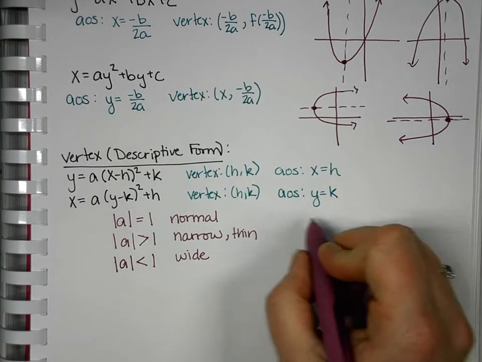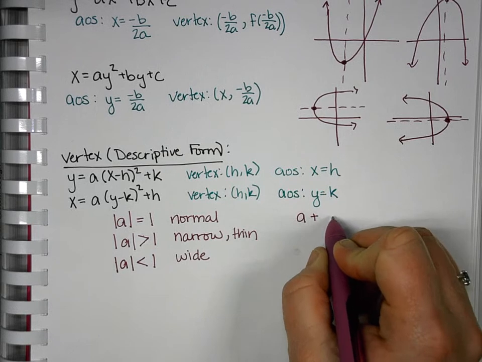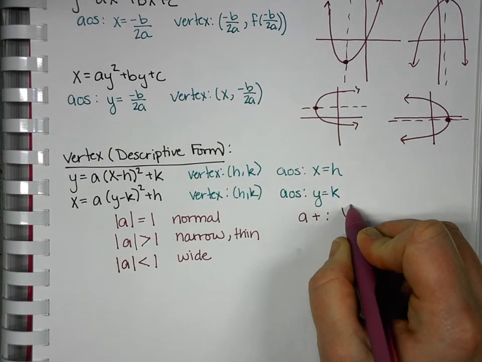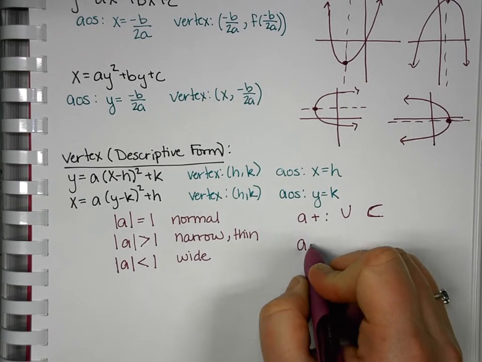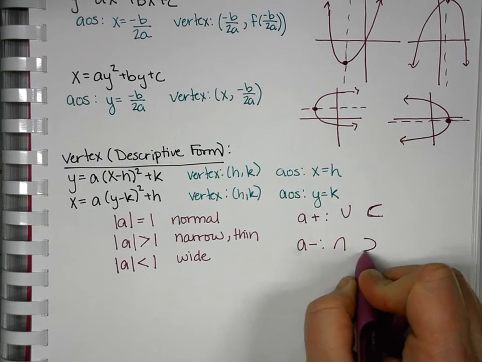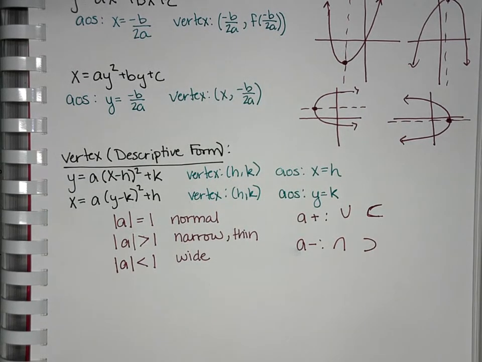And then we still have the, if A is positive, your graph is either going to go up or to the right, depending on the direction, if it's x or y. If A is negative, it's going to go down or to the left. So what A tells you is the same on both types of graphs. It's just how they're written, we get our information differently about vertex and axis of symmetry. Okay, the next thing to review about your parabolas is something called the focus and the directrix.